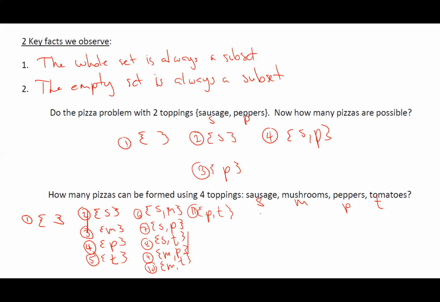Yeah, okay, so then we're going to do our 3 topping pizzas: sausage, mushroom, pepper; sausage, mushroom, tomato; sausage, pepper, tomato; and then 13, 14, so that's when we drop out tomato, we drop out pepper, drop out mushroom, now we drop out sausage: mushroom, peppers, tomatoes. And now we include the set with everybody in it.